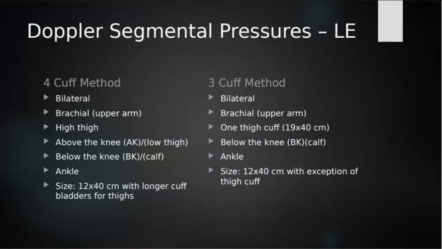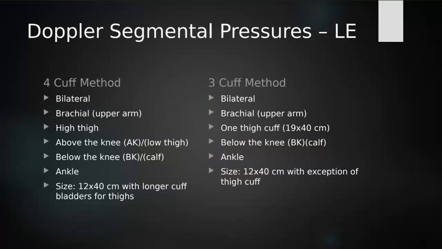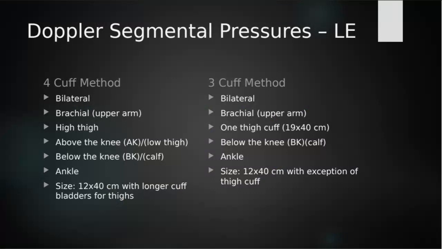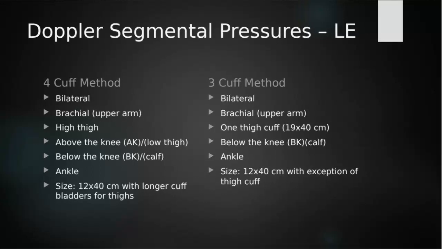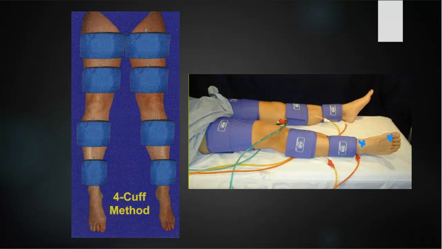We always are going to have one cuff on the arm. That's to get our brachial reading. We kind of compare everything to the brachial reading. Like I said, that's really all we're doing in the upper extremity. We are then, depending on our 3-cuff method or our 4-cuff method, going to use either 4 blood pressure cuffs or 3 in the leg. If we're doing 4, we're going to have one high thigh, above the knee, below the knee, and at the ankle. If we have a 3-cuff, we're just going to have one on the thigh, one below the knee, and one at the ankle. We still want to make sure that our cuffs are long enough to reach all the way across our patient. So that is going to be that difference between the 3-cuff and the 4-cuff method.